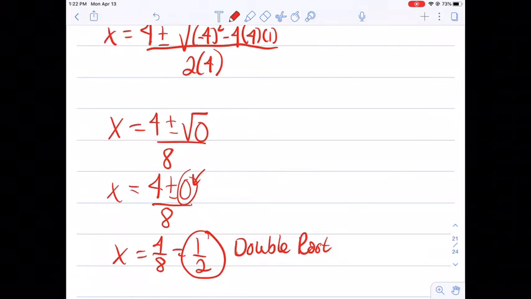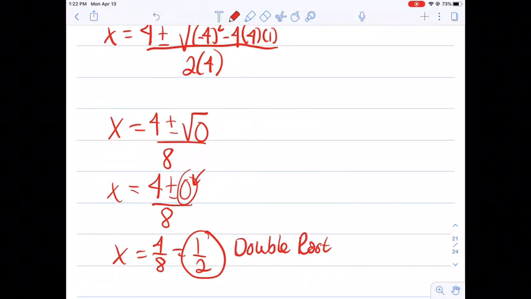So it's the same root repeated. There was only one unique solution to this one, but it's repeated. So there's 2 times where we have 1/2 as an answer. That is the second example.